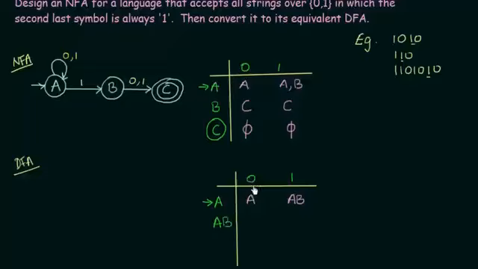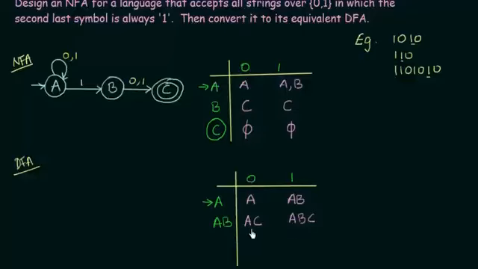So AB on getting input 0, I should perform the union operation of A and B on getting input 0. So union operation of A and this C. It will be AC, which is also a single state. And then on getting input 1, union operation of A, B and C. So it is ABC. Okay. Now coming to this row, let us check what are the states reachable from here.